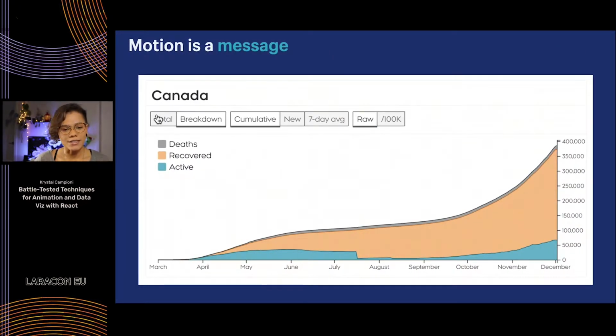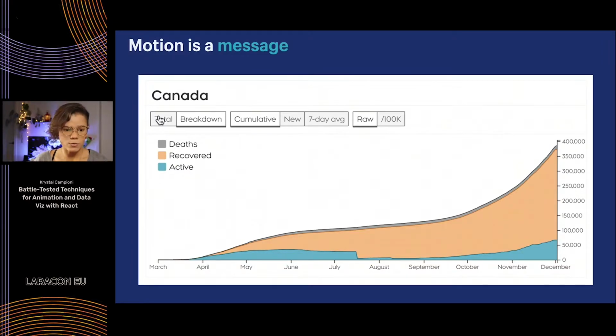The thing about motion is that when used wrong, it can actually make the experience worse. So let's look at this example. Like almost everyone, I've been obsessing over charts with COVID 19 data this year. And as I live in Canada, I always come across this one from a Canadian newspaper.